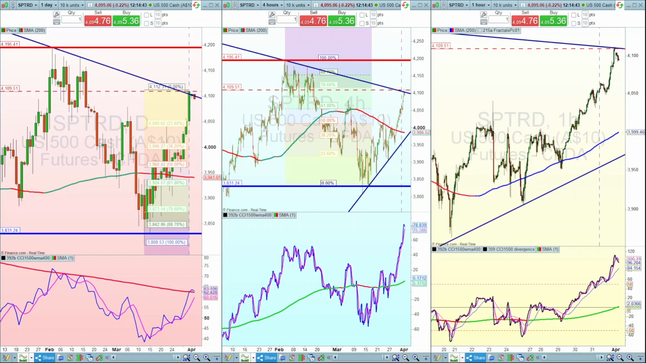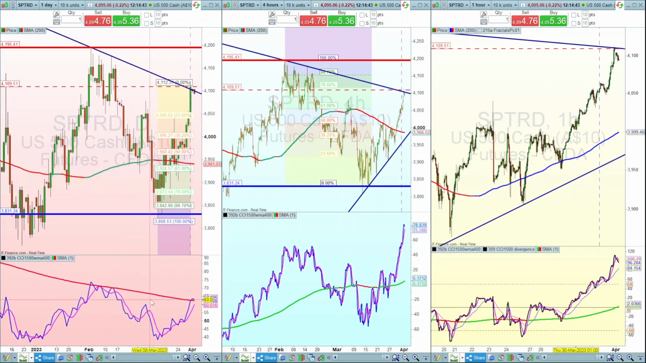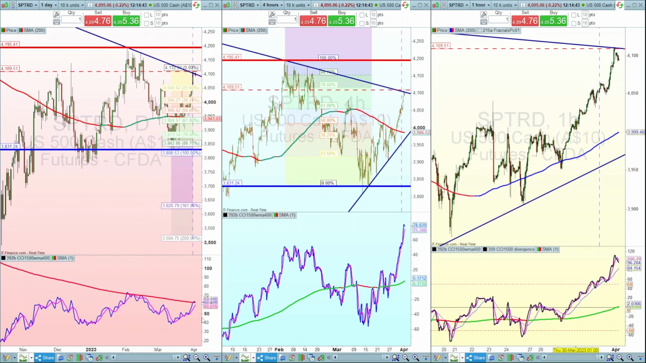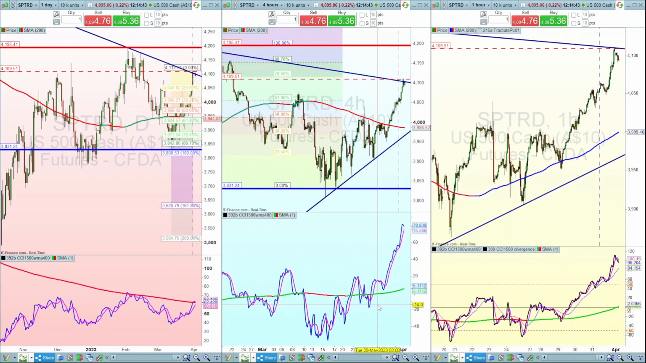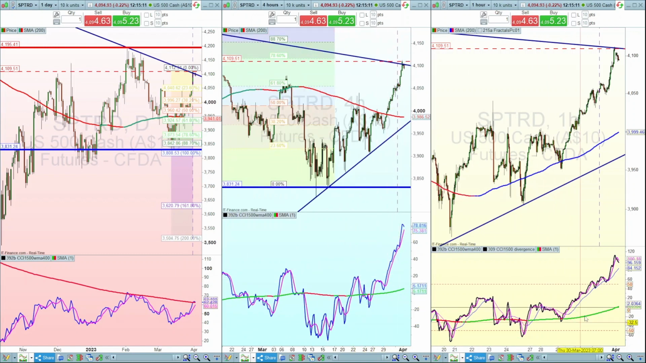This is the S&P 500 update. Looking at it from a high level, we've got the daily, 4 hourly and the hourly. The daily is still in a pretty strong downtrend on the CCI 1500 with a moving average 400, whereas the 4 hourly and the hourly are both in uptrends, but they're pretty steep increases, as you can see, also as per the price itself. So let's drill down on each of these and see what's happening.